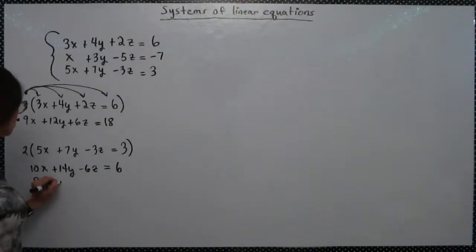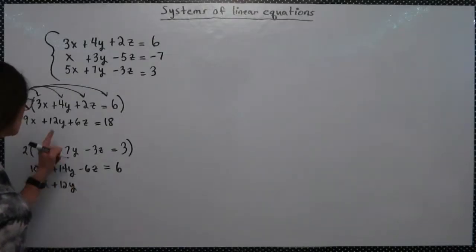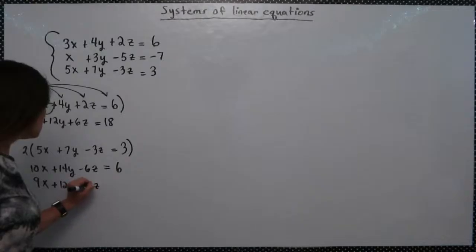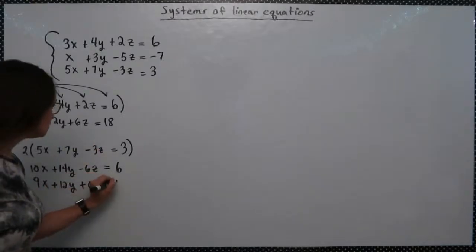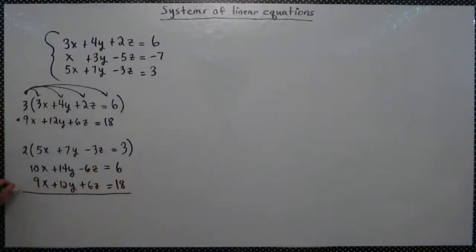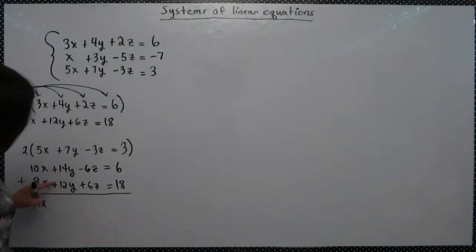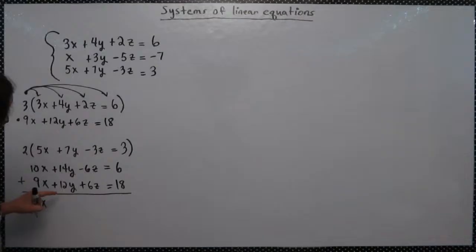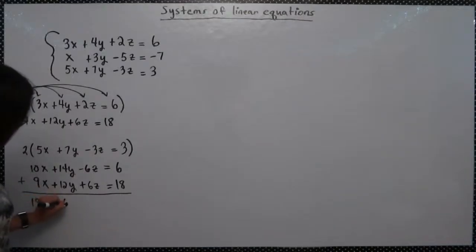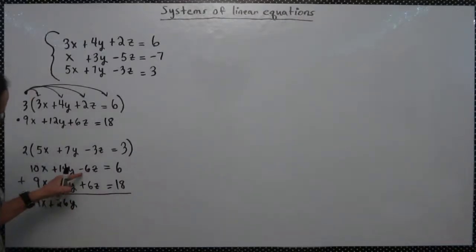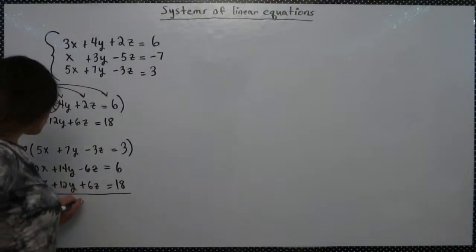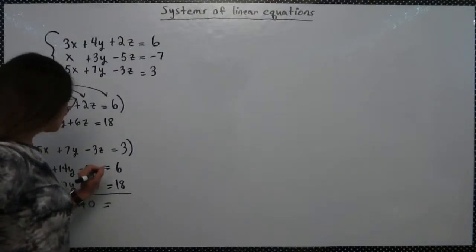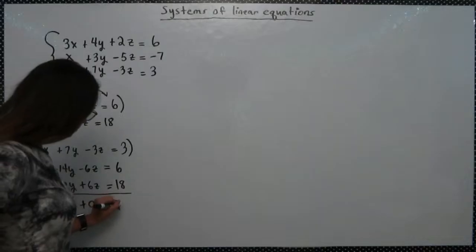So that's plus 12y, and that's plus 6z. That equals 18. All right, so what we're doing now is we're just going to add these equations. And so 10x plus 9x is 19x. 14y plus 12y is, what is that? 26y. And then plus 6 minus 6 is 0. And that equals 6 plus 18, which is 24.